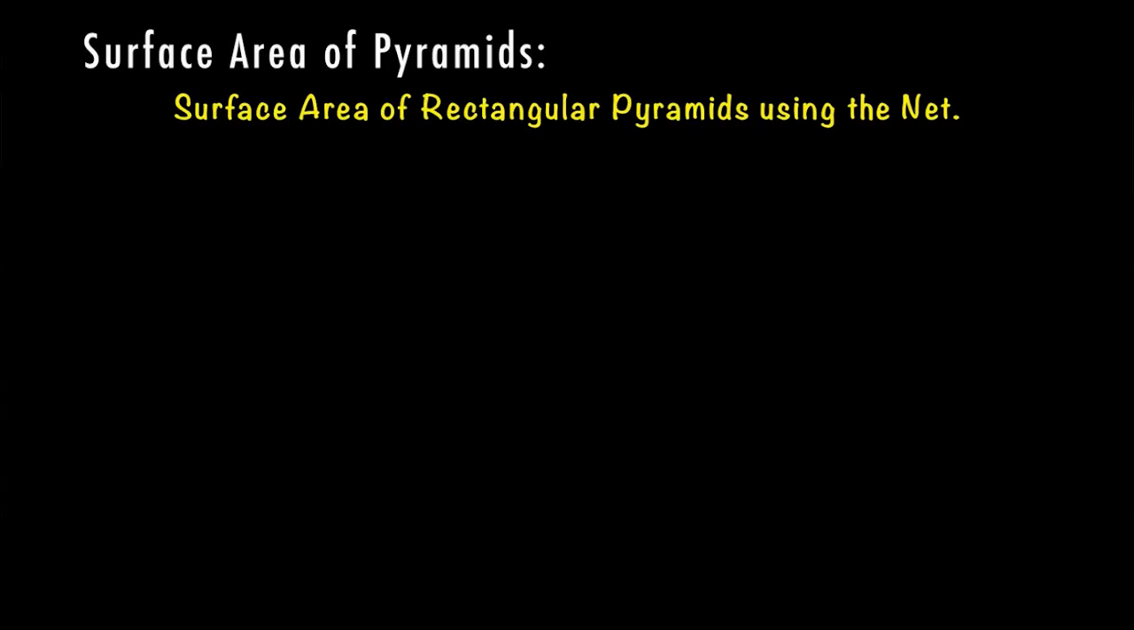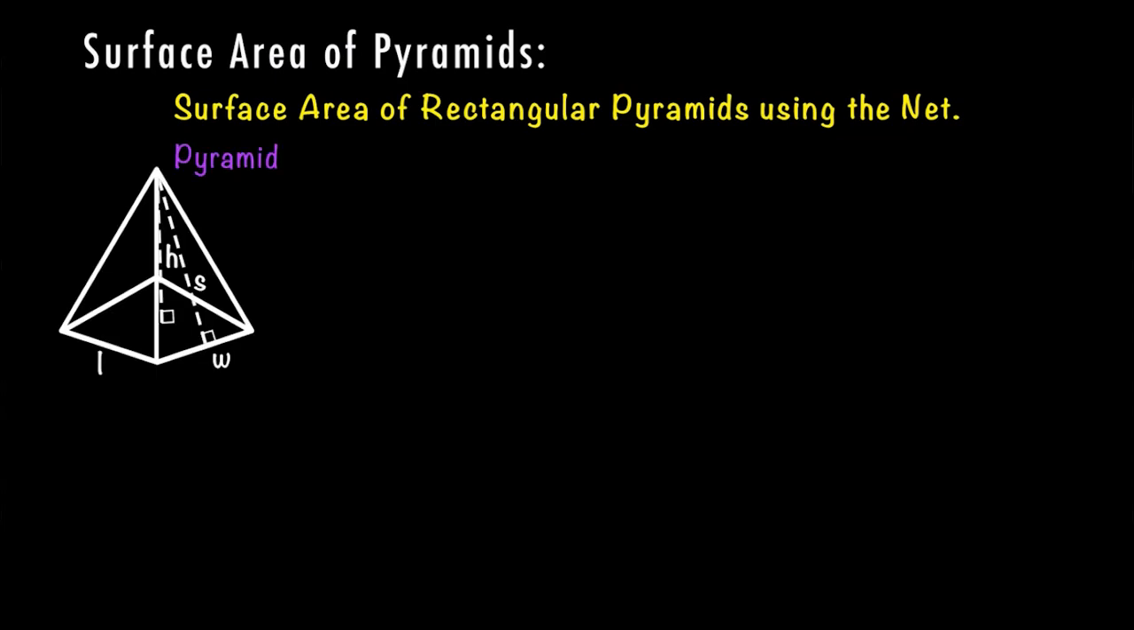Today we're going to talk about how to find the surface area of a rectangular pyramid using a net. So let's just review real quick. This is a pyramid. It's a rectangular pyramid because the base is a rectangle and a pyramid has one base. So we can see that the other faces are all triangles.